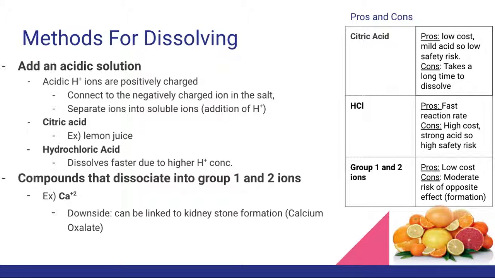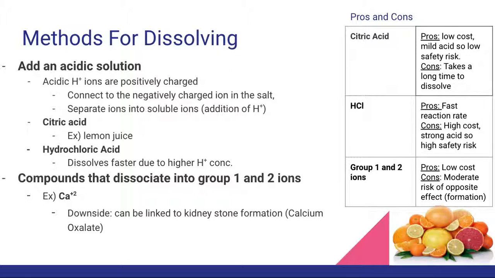Methods for dissolving. One method is to add an acidic solution to the insoluble salts. Acidic H+ ions are positively charged, so they will connect to the negatively charged ion in the salt and separate the ions into soluble ions through the addition of H+. Citric acid is one type of acidic solution that can dissolve a kidney stone.